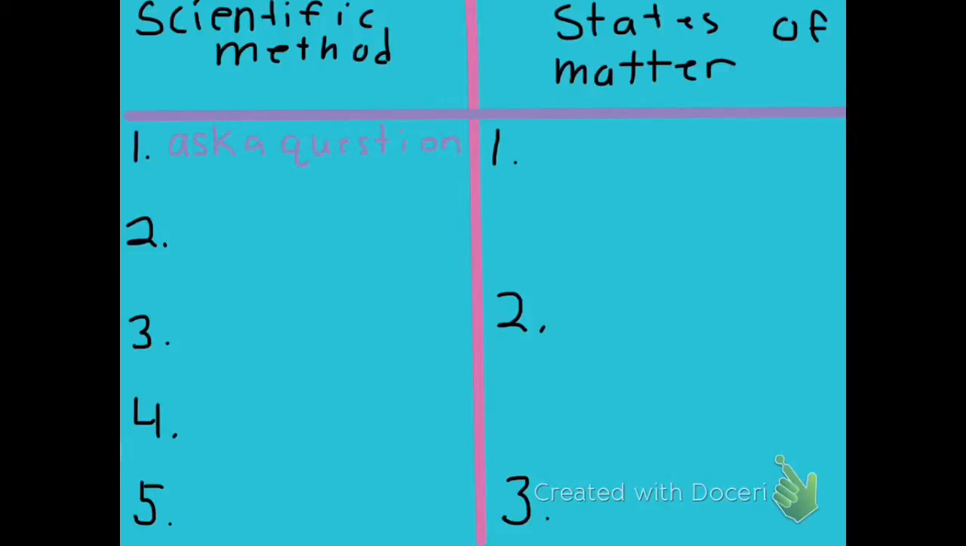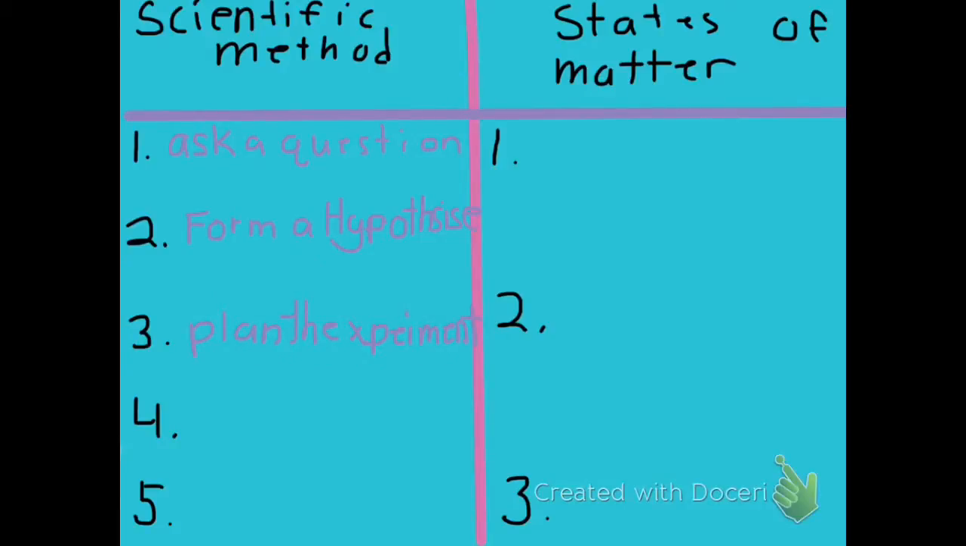Now, step 2. Step 2 is hypothesis. So we're going to write that down. Actually, it's form a hypothesis. Now, step 3. Let's think a second. This is review for me for my science test. Step number 3 is plan the experiment. Now we're going to write that down.